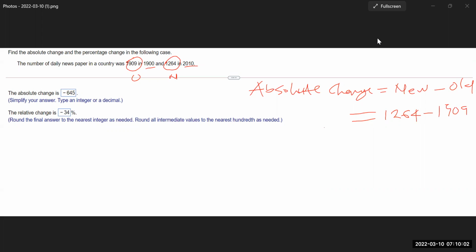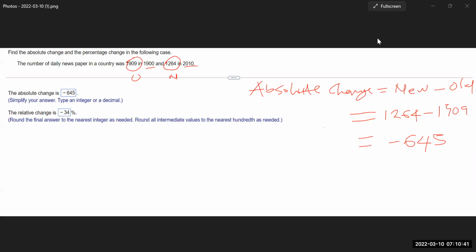So you notice that 1,264 minus 1,909 gives you negative 645. If you're asked to interpret this value, you will say that the daily newspapers in the country have reduced by 645 between 1900 and 2010. And that's the absolute change, okay?